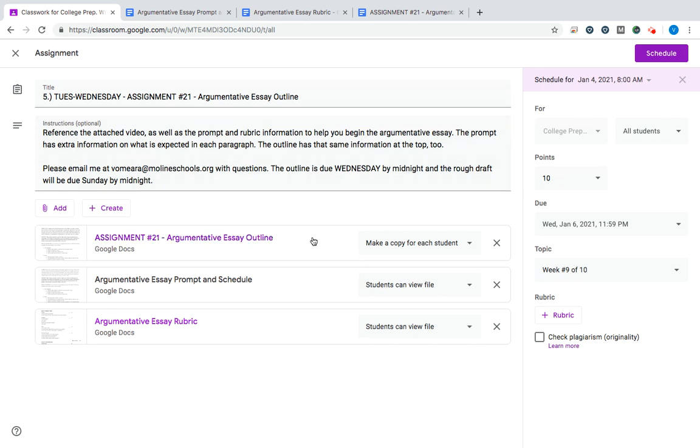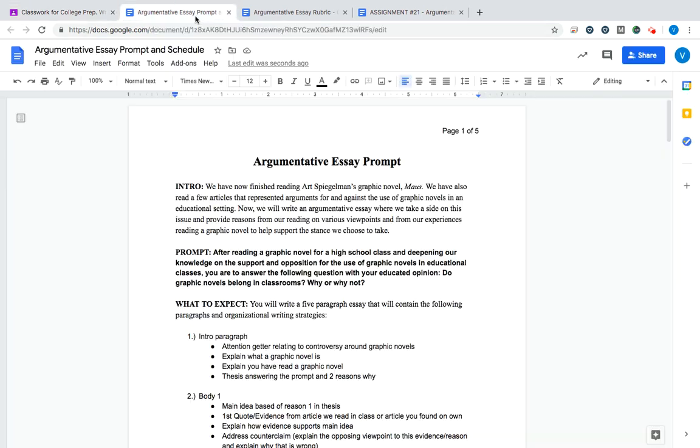So the outline, the prompt and schedule, and then the rubric are all attached to the essay outline assignment, which is assignment number 21. I've opened up each one of those up here. We're just going to walk through those so you have an idea of what to expect.